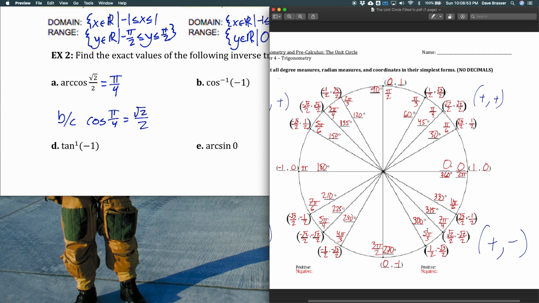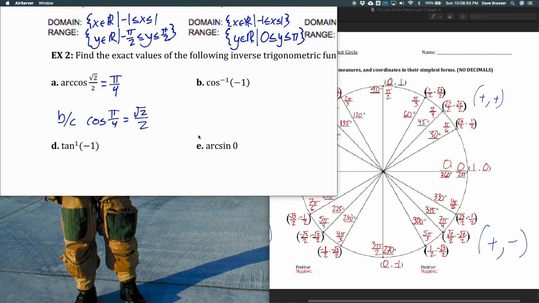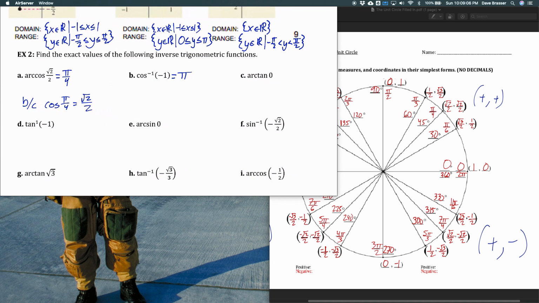So again, with inverse trig functions, we are looking for what angle measure makes this statement true. Arc tangent of 0, we're looking for where tangent is equal to 0.